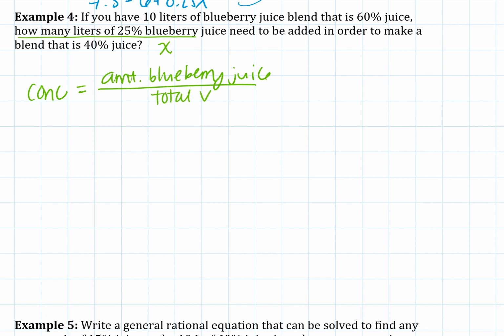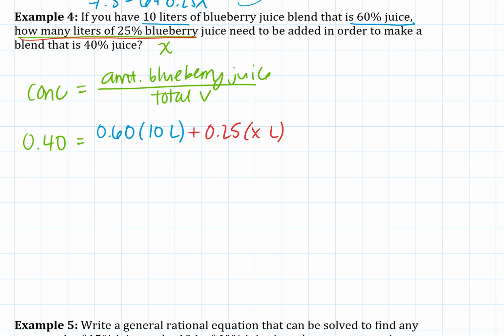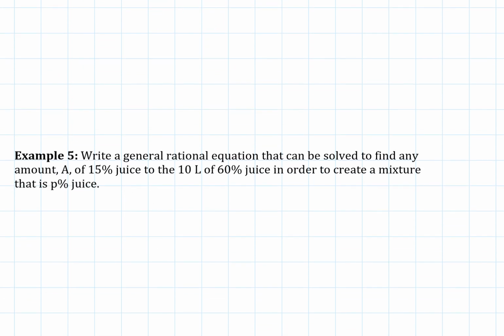So we want a blend that's 40% juice. We have 10 liters of 60% juice. So 60% of 10 liters is the amount of blueberry juice you have there. How many liters of 25% juice? So we're going to add on 25% of X liters out of a total of 10 liters plus X liters. Again, you just have a rational equation. I'll leave it to you to solve by getting a common denominator.